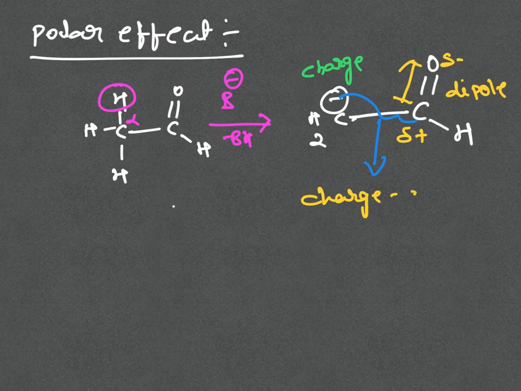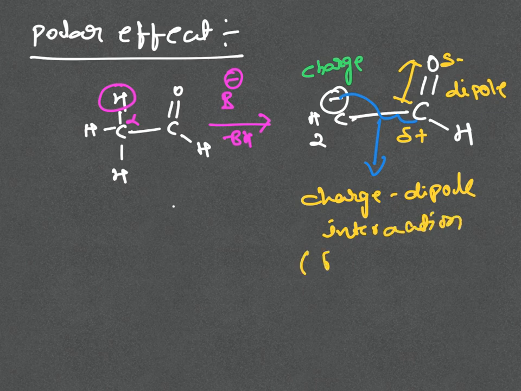Charge-dipole interaction, which is a favorable interaction. If favorable interactions are present, definitely the potential energy decreases and stability increases. The carbanion which is formed interacts with the positive pole of the carbon, and this is a stabilizing interaction which decreases the potential energy and increases stability.